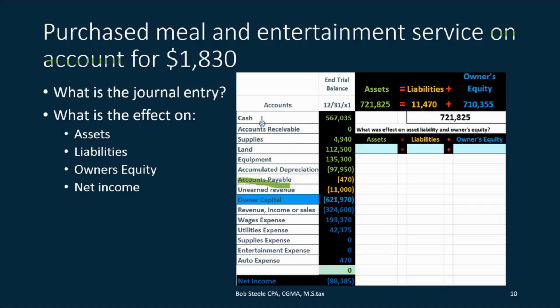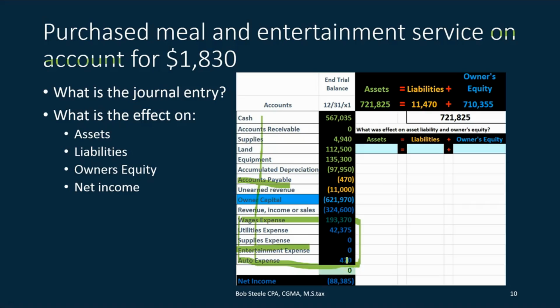We got meals and entertainment. So what do we see here? Where's meals and entertainment? We're going to expense that. Meals and entertainment here. We can see that all expenses have debit balances. They only go one way. The restaurant never pays us. How do we make something go up? We do the same thing to it as what it is. That's a debit. We're going to debit it.